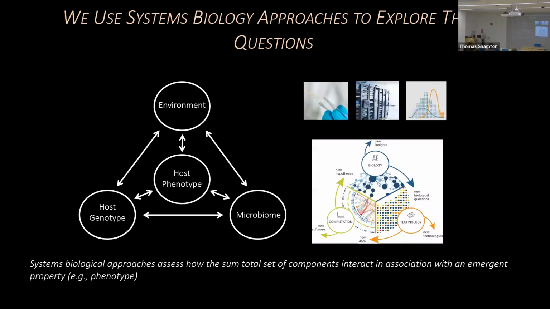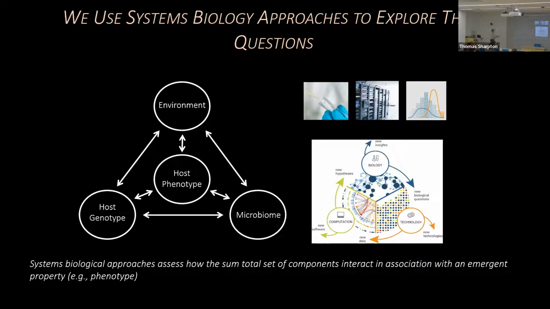To explore these questions, my research group applies what we call a systems biology approach. And this is just a fancy way of saying that we make a lot of different measurements about a lot of different features, and we use computational and statistical tools to analyze the data. So what we think about is this interaction chart right here. We think about this a lot.